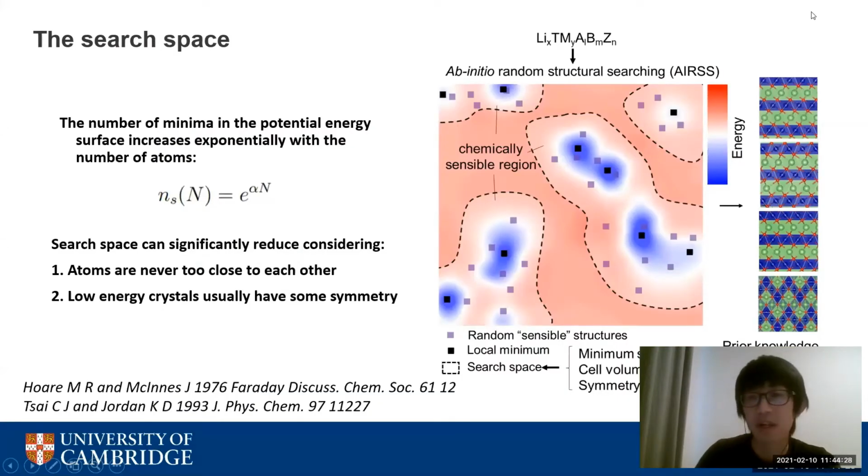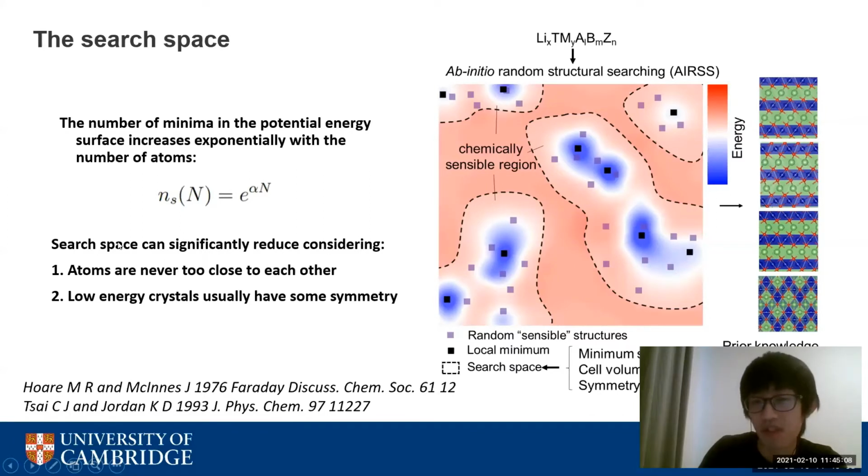So basically, I just said the ab initio random structure search. When we do the search, we basically generate random structures and do structural relaxation. But in reality, when we do real searches, we don't really generate fully random structures because that's not really efficient. Because we have this scaling law: we know that the number of local energy minima in the potential energy surface increases exponentially with the number of atoms. So what this means is essentially we really need to constrain the search space to get efficient searching.